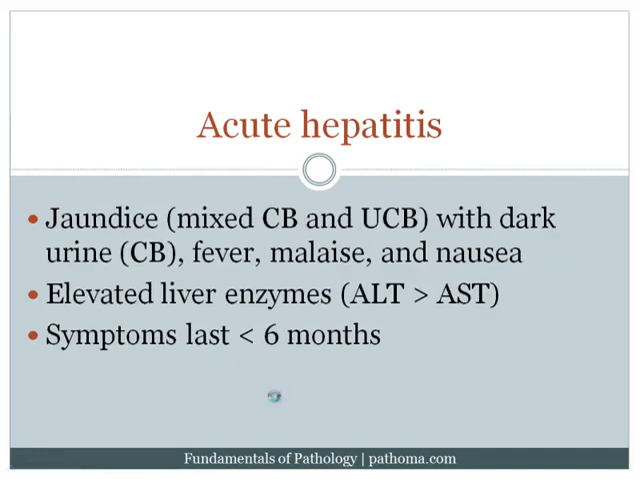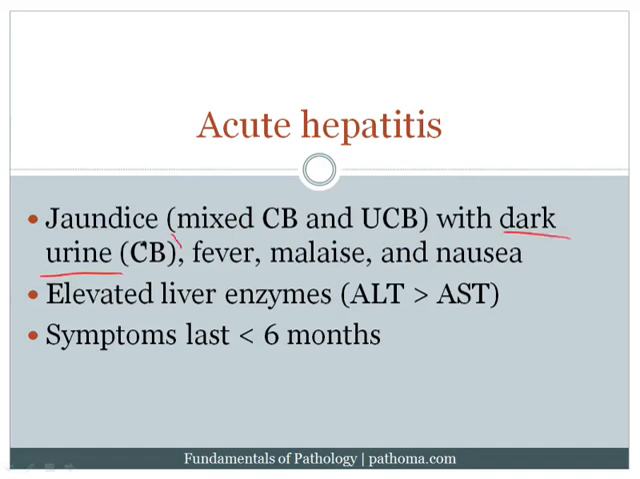Patients with acute hepatitis present with jaundice, and this is due to a mixed conjugated bilirubinemia and an unconjugated bilirubinemia. Now the conjugated bilirubinemia is due to the fact that you destroy bile ductules, and so some of the conjugated bilirubin leaks out. And the unconjugated bilirubinemia is due to the fact that you destroy hepatocytes, and so you decrease the conjugating ability of the liver.